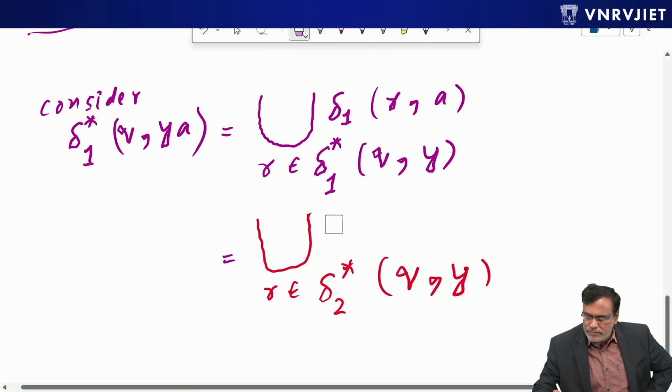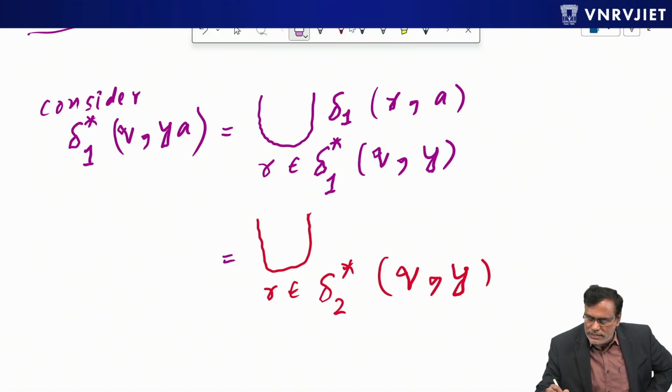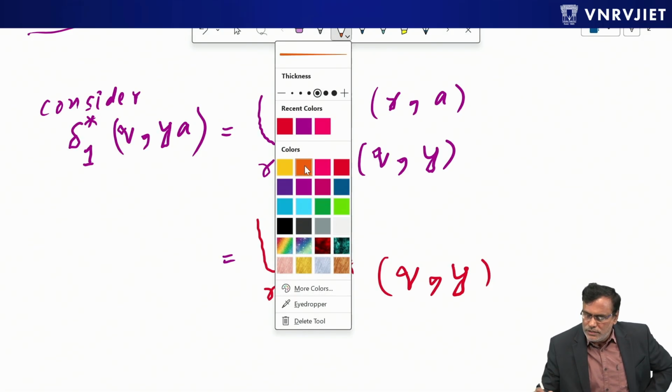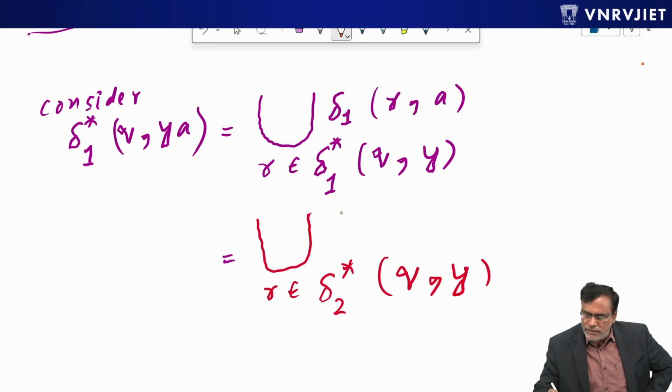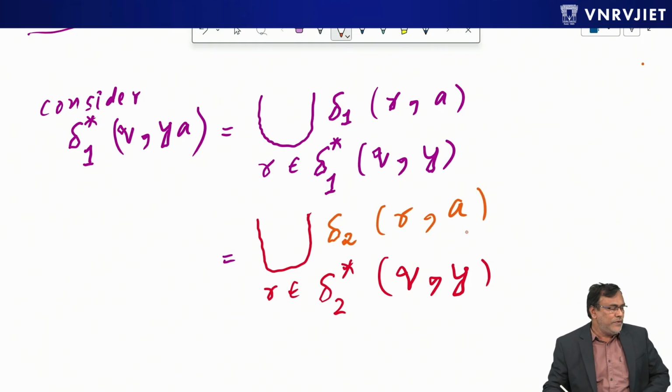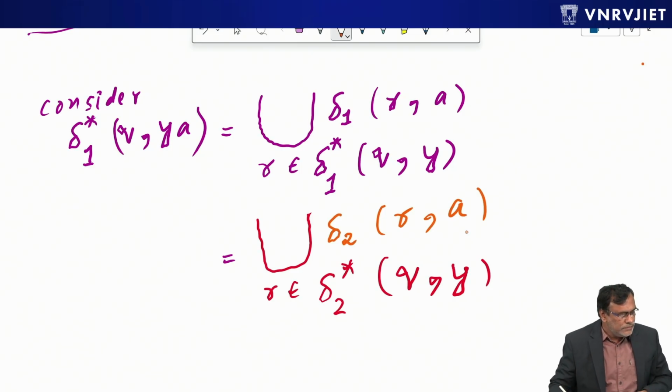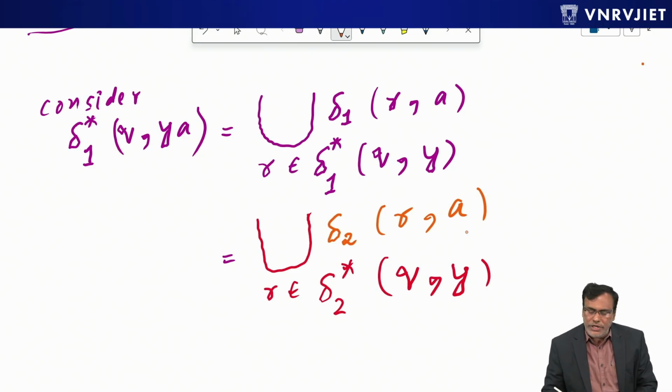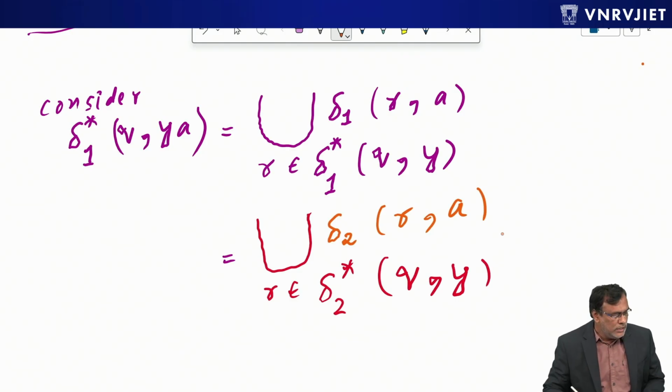Let me use a different color, this one. So what can I write? Delta 1 of RA can be rewritten as delta 2 of RA. I think you are clear. So what you have got? Union of R belongs to delta 2 star of QY, delta 2 of RA. This is what you have got. Right. Next, moving on.